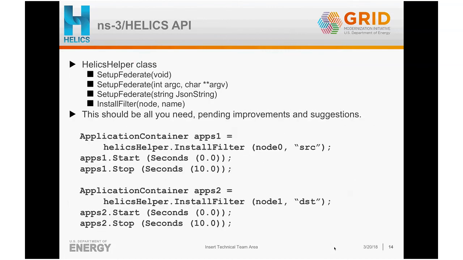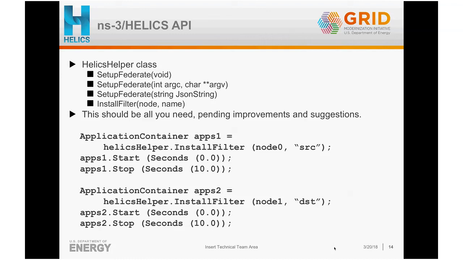So the Helix Helper class, there's just a handful of functions, and those are the only ones you need to use. In fact, setup federate will register a message federate with Helix using the name NS3, and that's why I did it as a separate function. So it just calls setup federate, and it uses 1 nanosecond as your time delta.